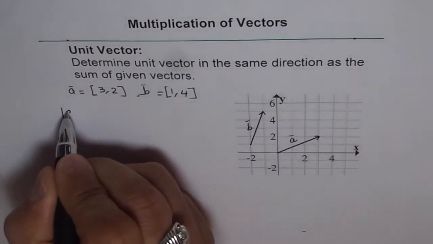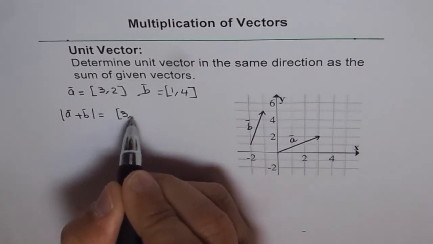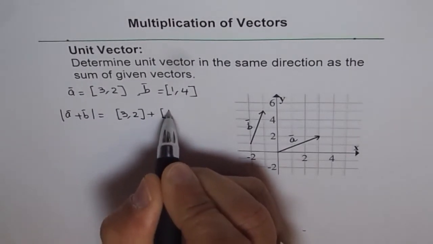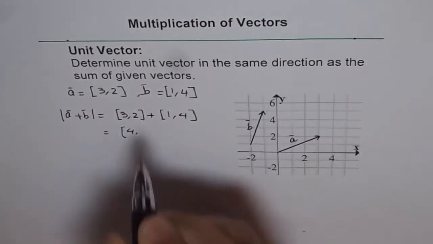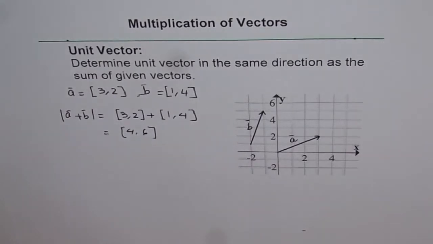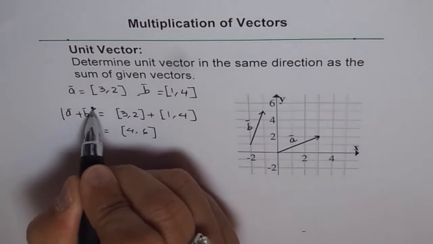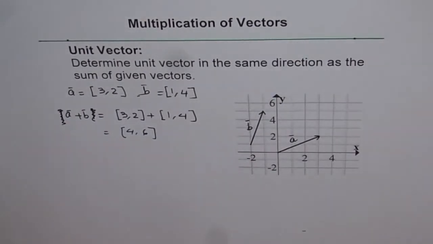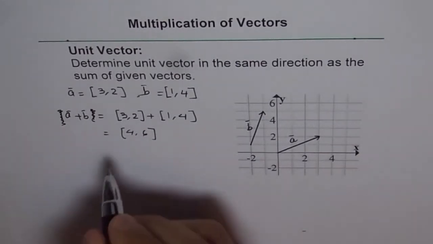Now, vector A plus vector B is equal to [3, 2] plus [1, 4], right? That gives us 3 plus 1, which is 4, and 2 plus 4, which is 6. So that is our vector A plus B. Well, not the magnitude, sorry, I should not have written this. We are saying vector A plus vector B is [4, 6], right?